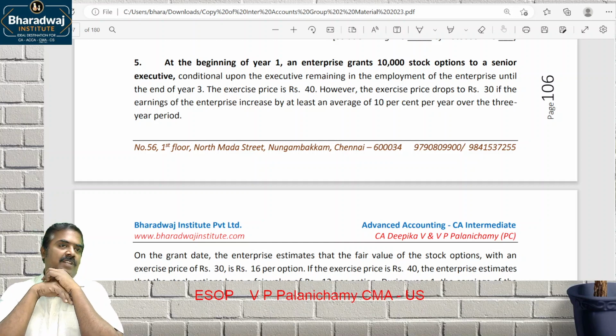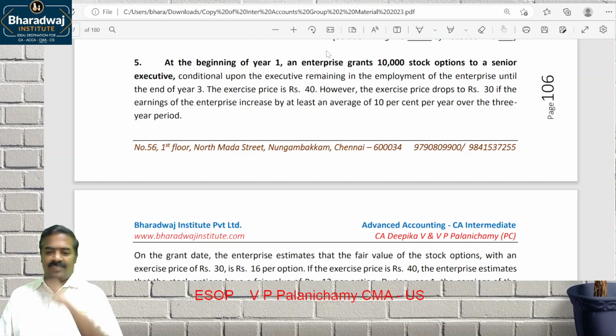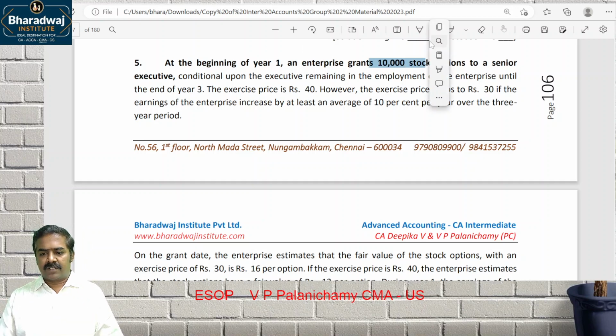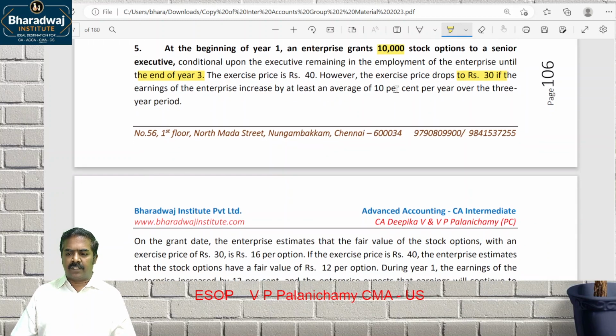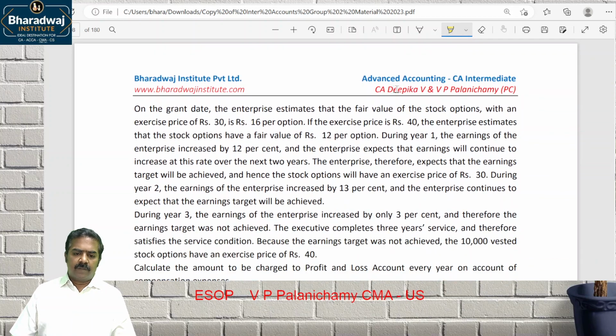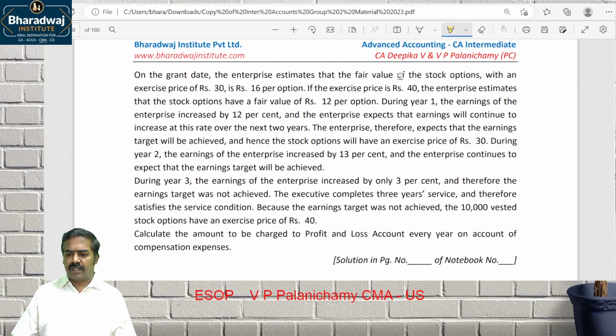From the first 3 lines, what do you understand? 1,000 stock options. Then, what is the vesting period? 3 years. The exercise price is 40. However, if the exercise price drops to 30, the earnings of the enterprise should increase at least by 10% over the 3 years period. On the grant date, the enterprise estimated that the fair value of the option with an exercise price of 30 is 16 per option. Which means on day 1, we are estimating this.